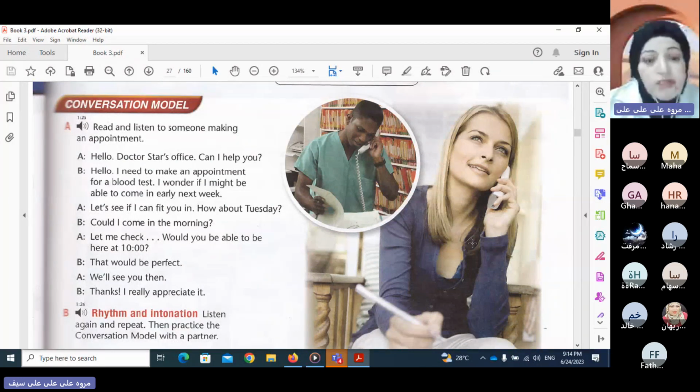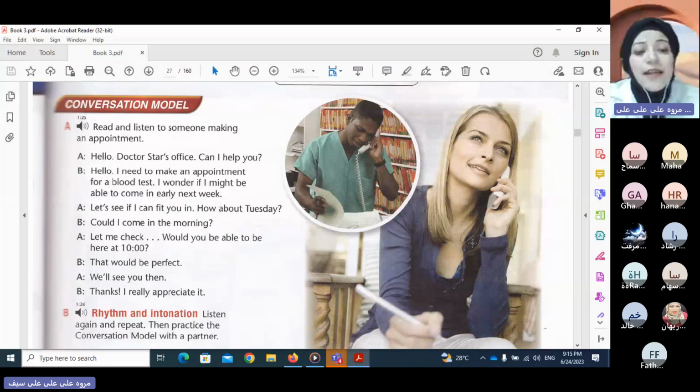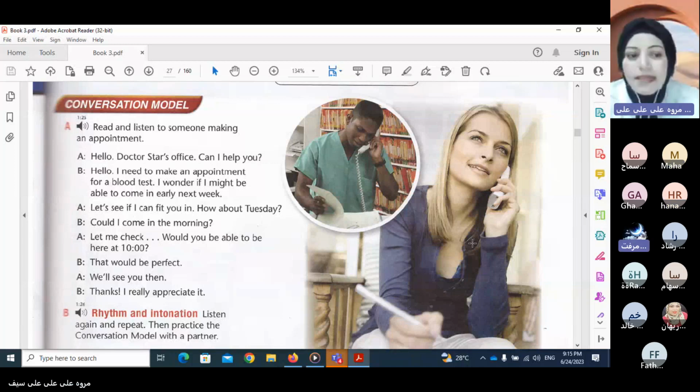Okay, so what's the name of the office that she's calling to make an appointment for a blood test? Dr. Starr's office. Excellent. Why is she asking for an appointment in the first place? Why does she need the appointment? A blood test. Excellent. So the medical procedure here that she needs to undergo is the blood test.